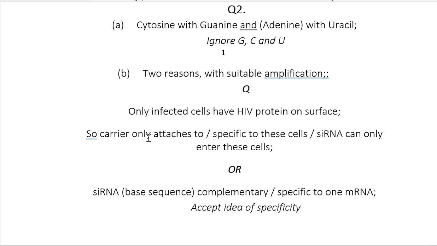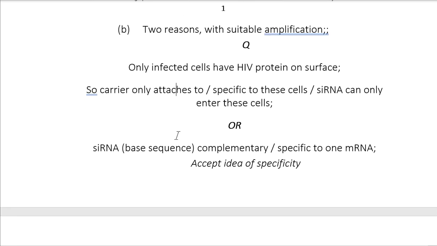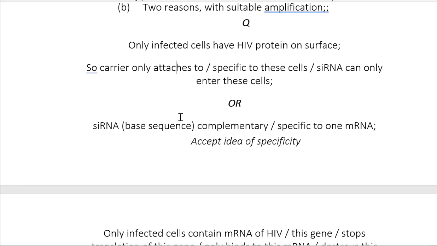So the carrier only attaches to those cells, to that particular protein. No other protein will it bind to. That's the first one, and that you can answer without having any knowledge of siRNA, how it works. The second part is you need to understand your siRNA. We know the siRNA, what is it?